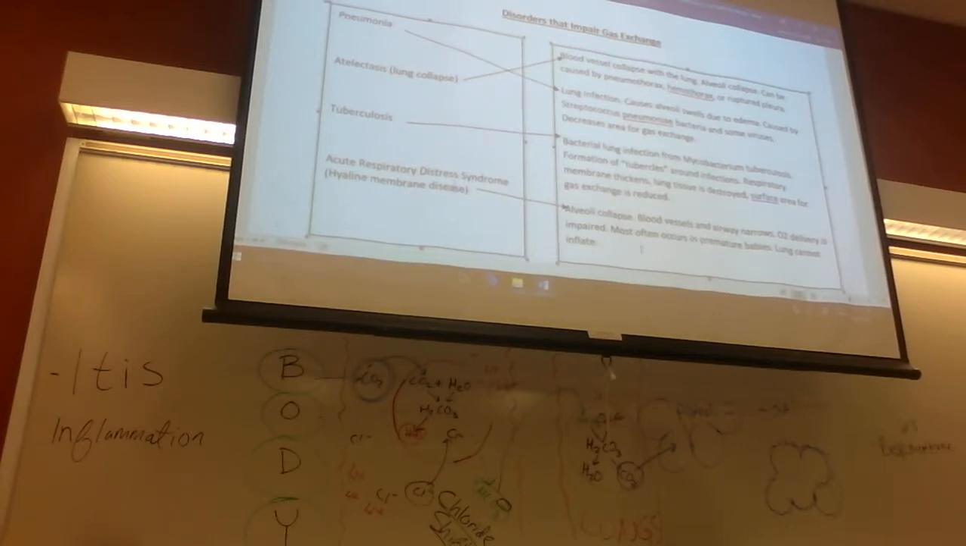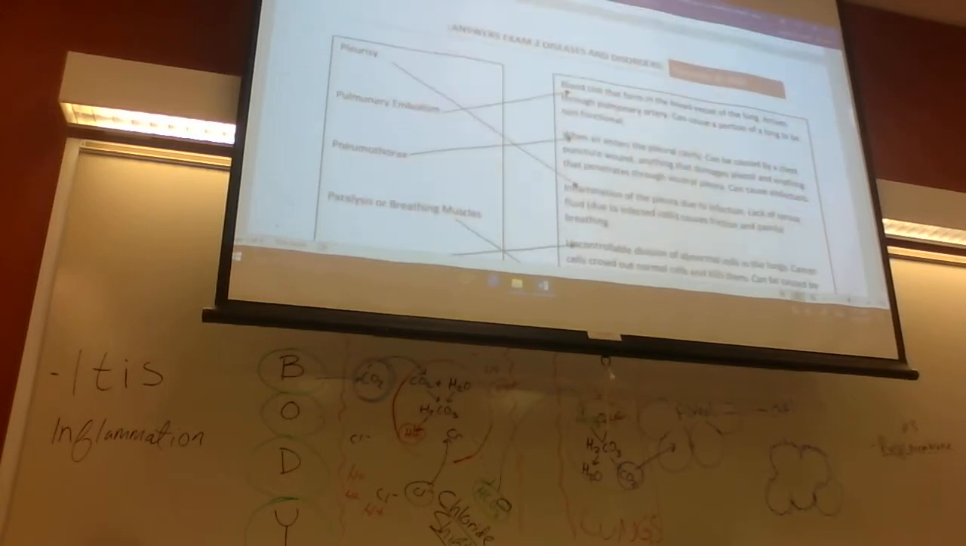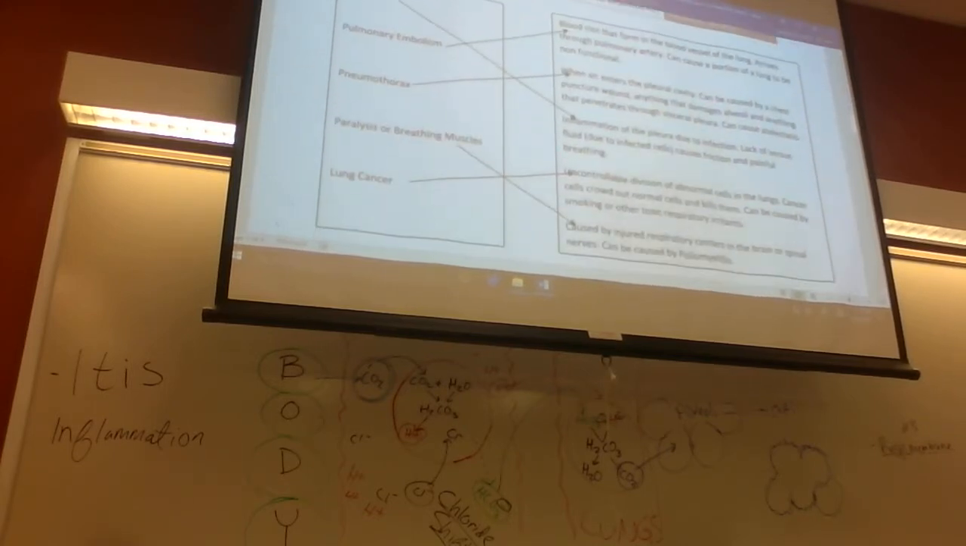The last top box is respiratory. The bottom one is blood. We'll be covering that, I think, maybe next week or the week after.